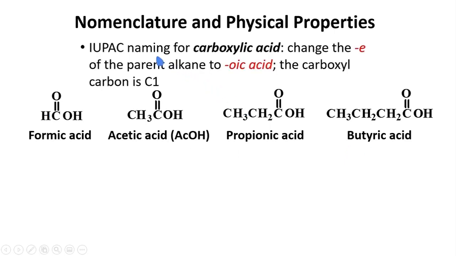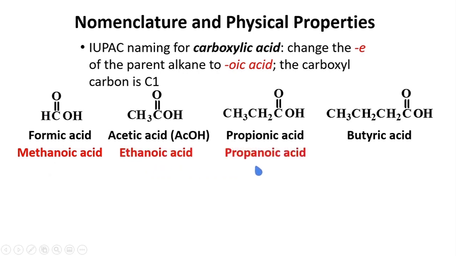For IUPAC naming of carboxylic acids, we change the E of the parent alkane to oic acid, and the carboxyl group is considered as C1. For this compound, since it contains only 1 carbon, it's called methanoic acid. For 2 carbons, it's called ethanoic acid. Propanoic acid for this one, and this is butanoic acid.